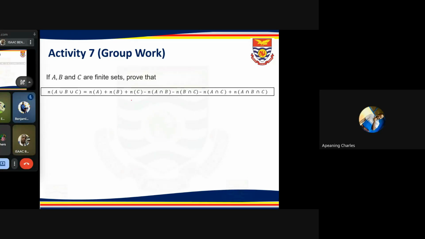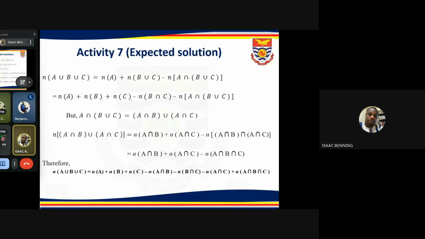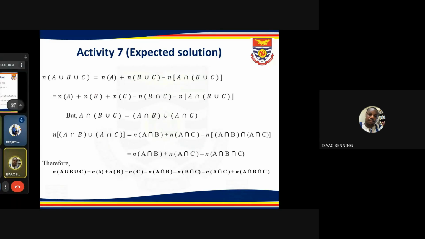Yes, sir. So, Doc, would it be in a question whereby they can ask you to prove this three-set problem? Yeah, it's possible. Once you understand, it's possible. Okay. So I've done the proof for you here. Take your time and go through it, but I can just give you a brief hint so that when you are reading, you understand. Yes, sir. Give us a brief. So the hint is this.